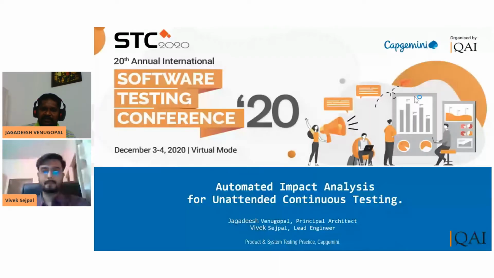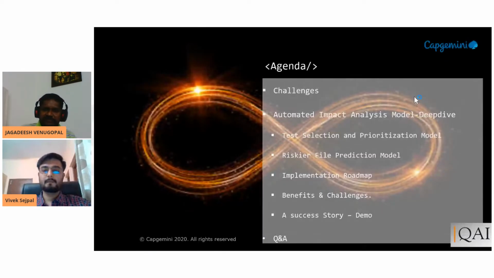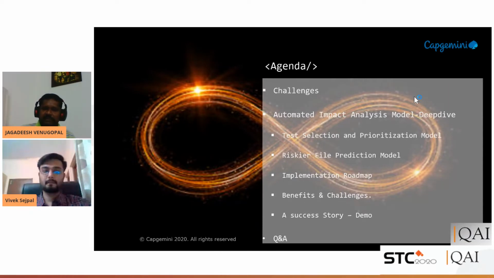Okay, let's get started. As a part of product and system testing practice, we have been helping our customers to implement automated impact analysis for unattended continuous testing model, which is based on analytics and machine learning. Today, myself and Vivek will talk about why we need this automated impact analysis, how we build it, and what kind of benefits we will derive for our customers to move their quality needle to the next level.